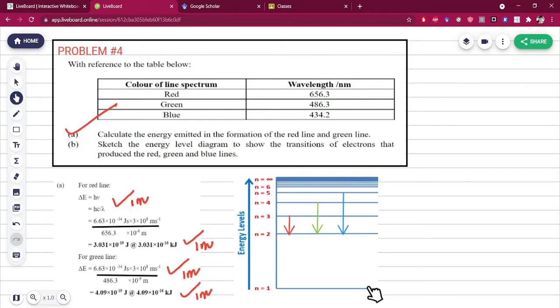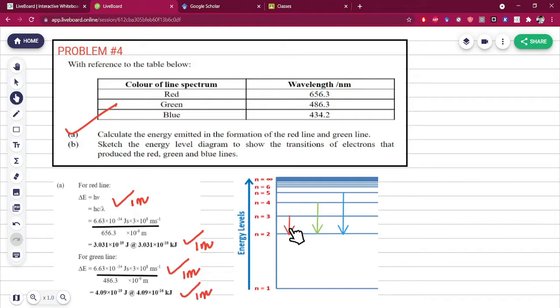The energy levels will be coming closer and closer to one another until you have n equals infinity. So you need to label your energy levels n = 1, 2, 3, 4, and so on. Okay, so this is the energy level. And then the question wants you to show the transition. So how do you do that? So this is the answer.